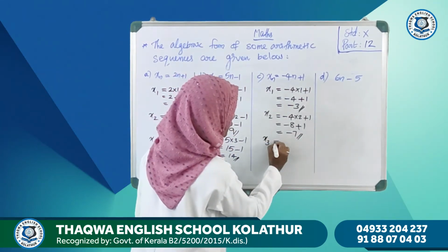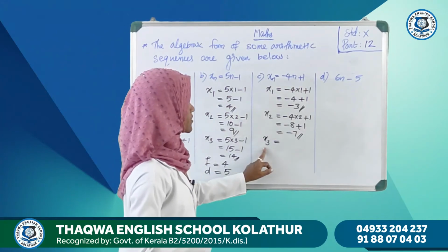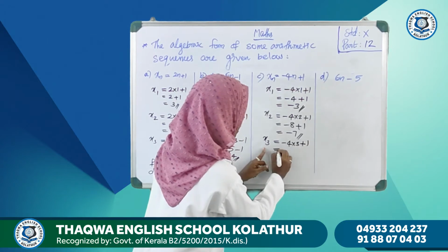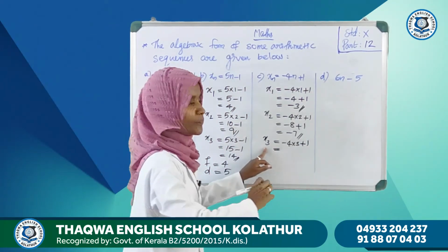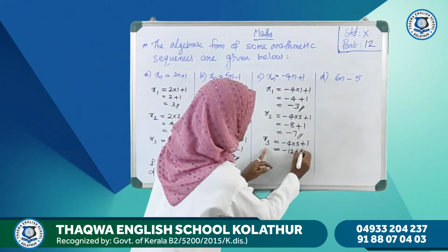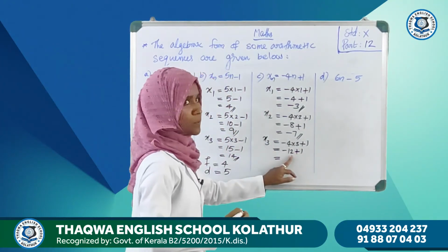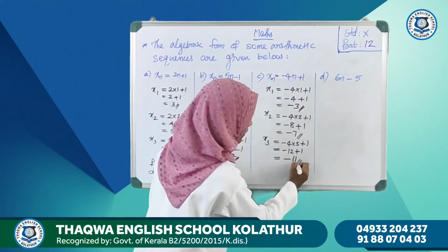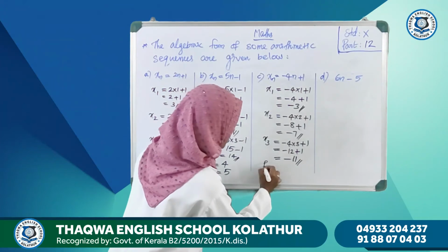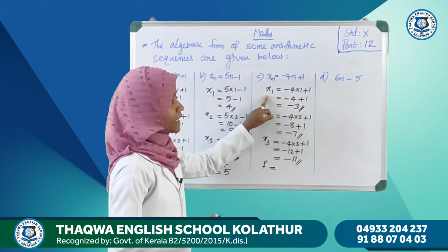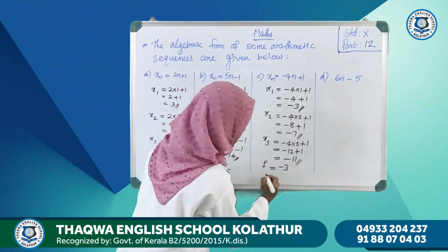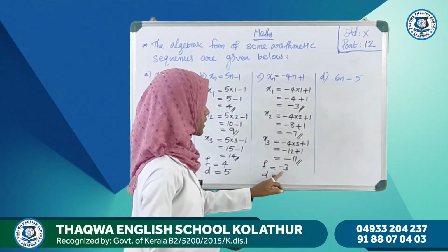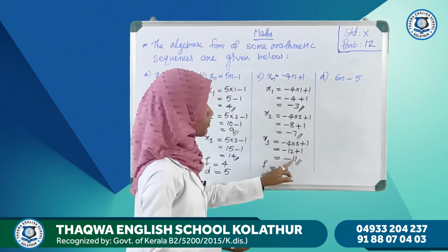Next, let us find out the third term, x3. Minus 4 into 3 plus 1. Minus 4 into 3 is minus 12 plus 1. Minus 12 plus 1 is minus 11. Okay. First term x1 is minus 3. Now the common difference. Minus 3, minus 7, minus 11, etc.